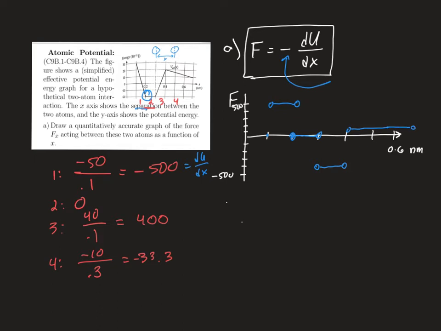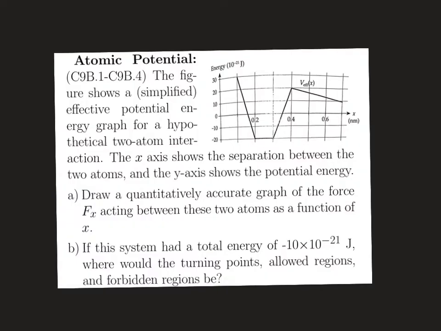Okay, so that's the answer for part A, showing the gradient of that potential with a minus sign, and that tells you the force that these objects feel as they move closer and further apart from each other. Okay, so that was part A.